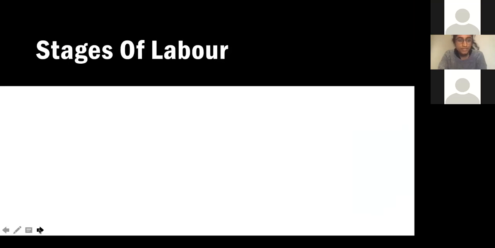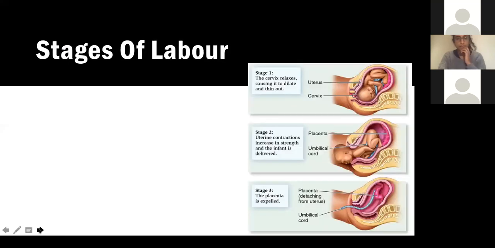Okay, so we'll start off with stages of labor. As you guys know, there are three stages. The first thing we have is the dilatation of the cervix, and it dilates up to 10 centimeters. That's the end of stage one. Stage two is when you have uterine contractions that increase in strength up to the delivery of the baby. And then stage three is where your placenta is expelled.